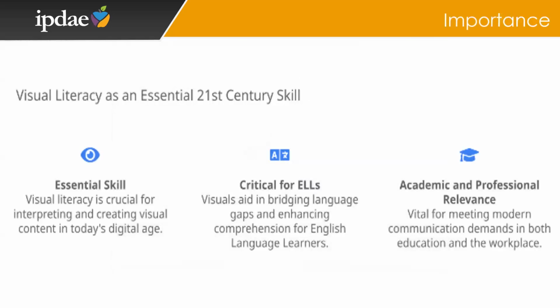So here's a quick breakdown of why visual literacy is so important, right? Visual literacy is an essential skill that helps us interpret and create digital content, which is critical for today's world. An example would be interpreting an infographic or creating a visually appealing presentation for a class project. Now, it is critical for our English language learners because visuals bridge language gaps, making complex ideas easier to understand, right? An example for this would be using labeled diagrams.